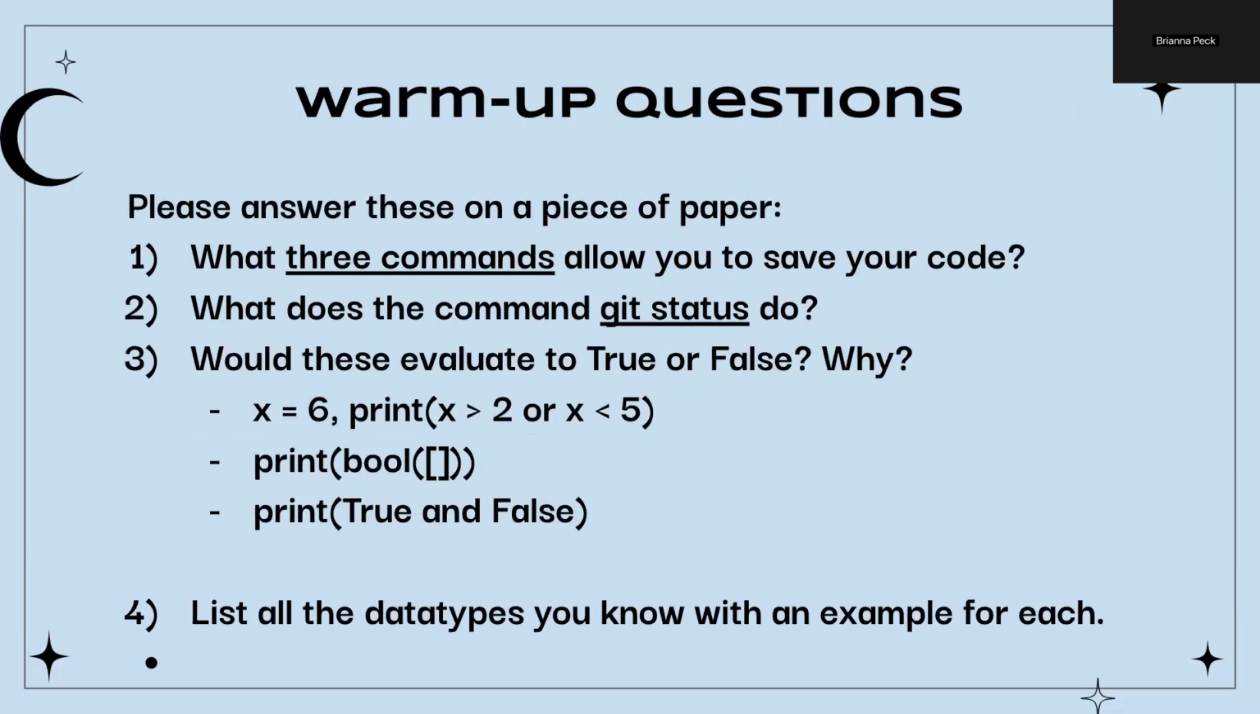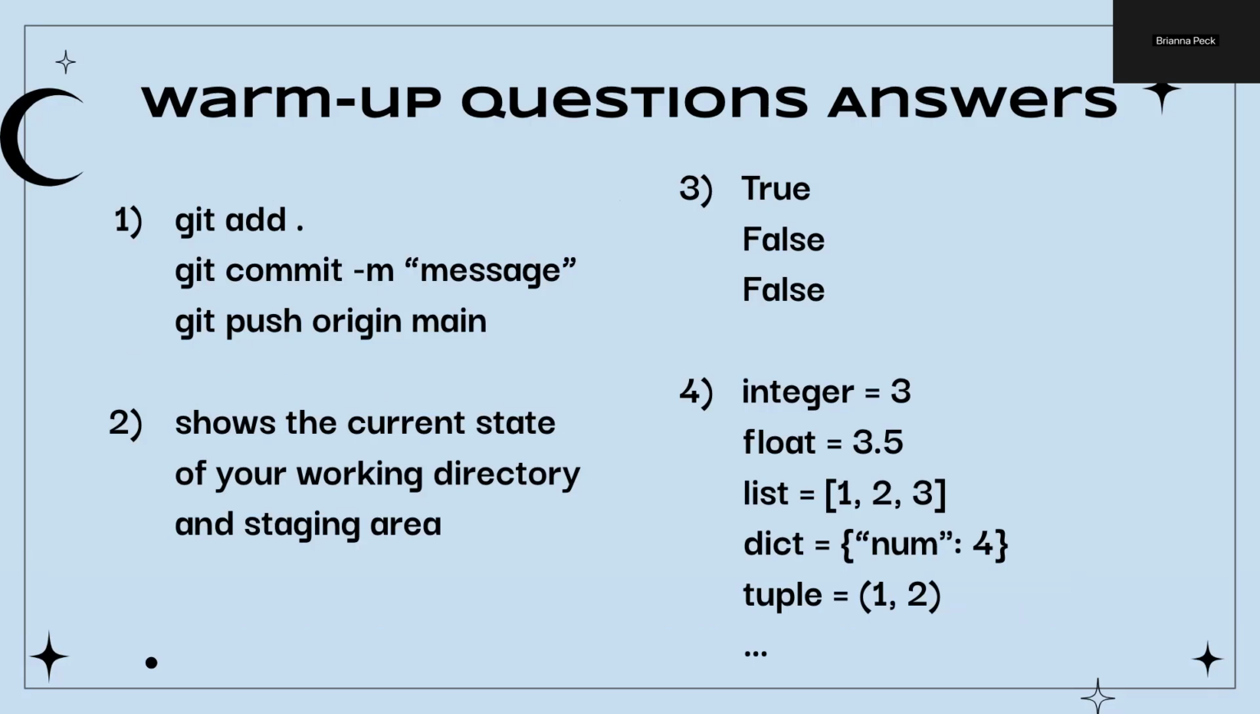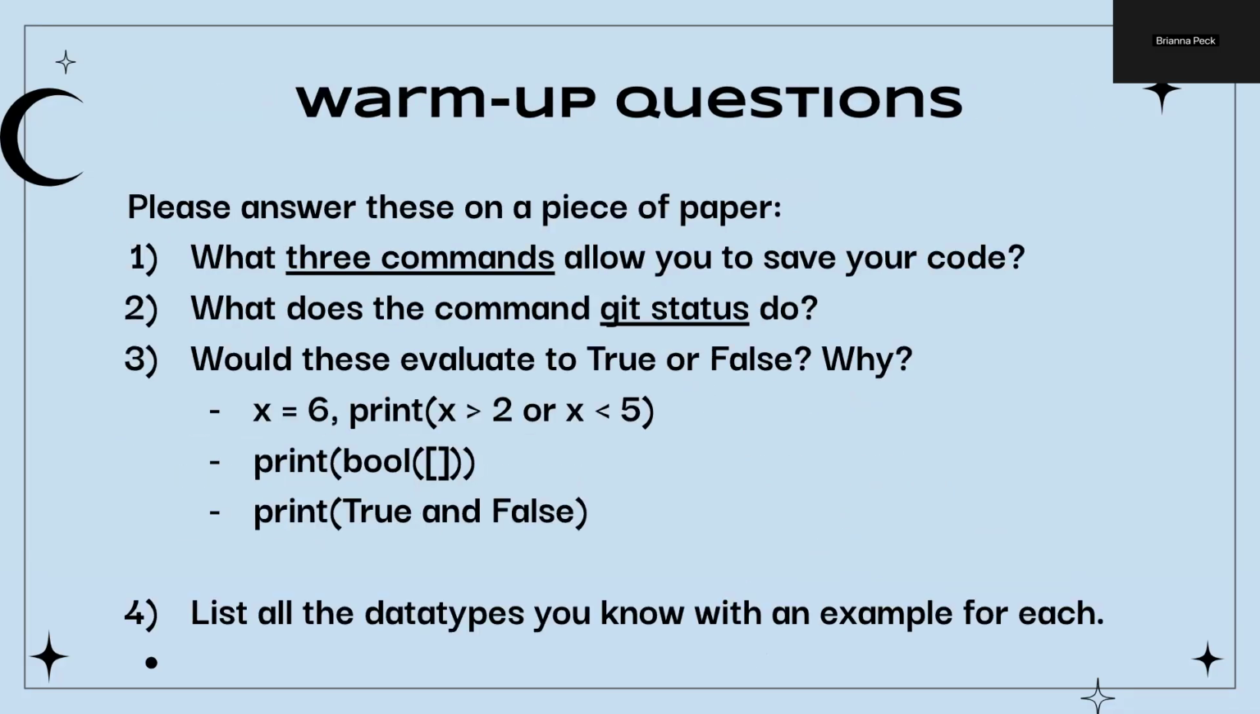And then for question 2, the command git status shows the current state of your working directory. So if you're having any problems and Git is throwing you some really weird messages, you can say git status, and it's going to tell you where you are in your main branch, whether or not you have any changes that need to be uploaded or files that aren't tracked, and how many commits ahead or behind you are of your main branch.